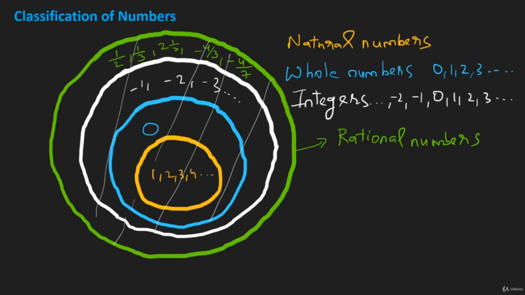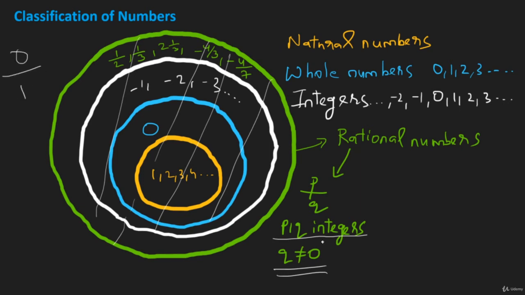Now, rational numbers are numbers which can be expressed in the form p by q, where p and q are integers and q is not equal to 0 because division by 0 is not defined. So you can note that 0 can be written as 0 by 1. This is of the form p by q where q is not equal to 0. Therefore 0 is also a rational number.